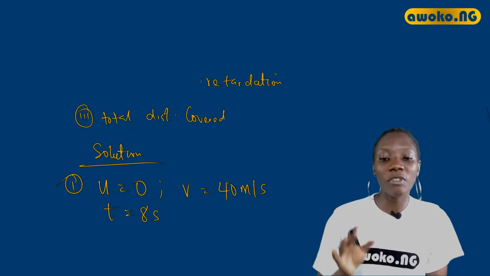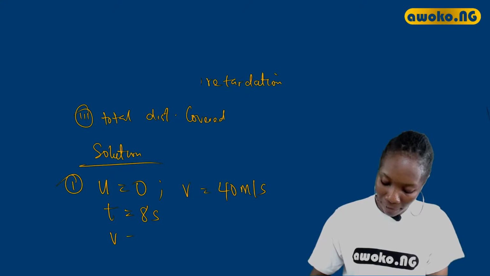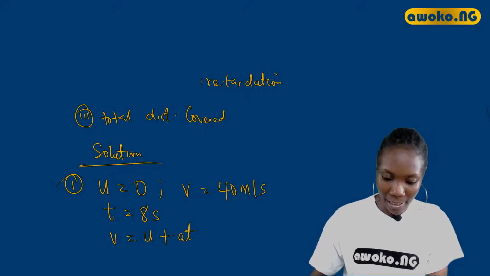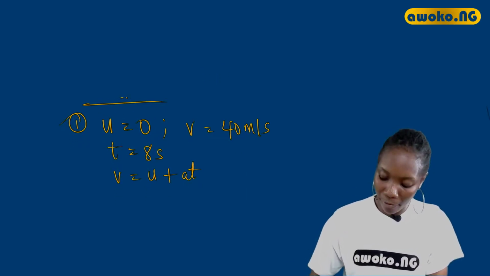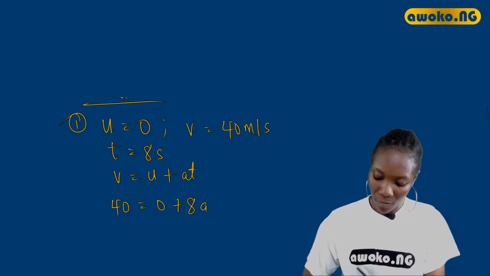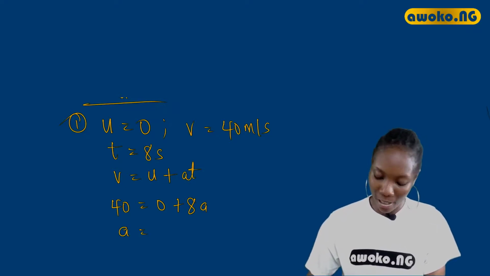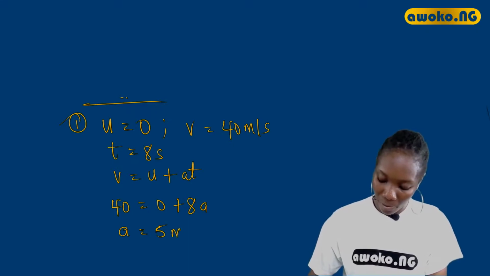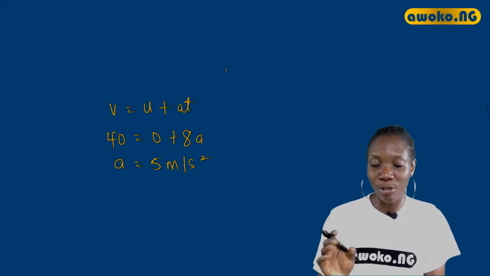We can use one of the equations of motion to solve this very fast and easy. So let's apply v equals u plus at. We just need to put in our values. So we have v, which is the final velocity, to be 40, equals 0 plus 8a. If you do this, you get your acceleration a, divide both sides by 8, you have 5 meters per second squared. So we've been able to solve one part of the question. We've been able to get our acceleration, right?